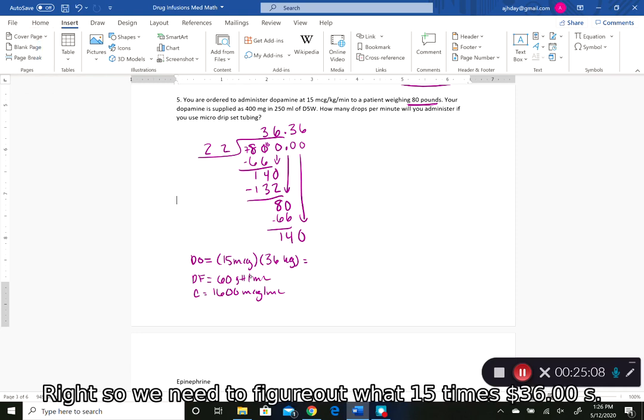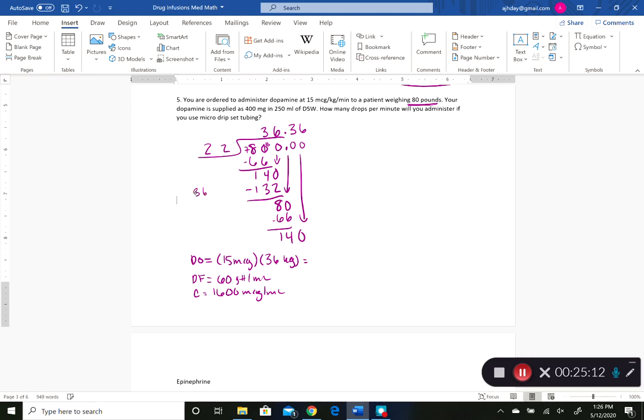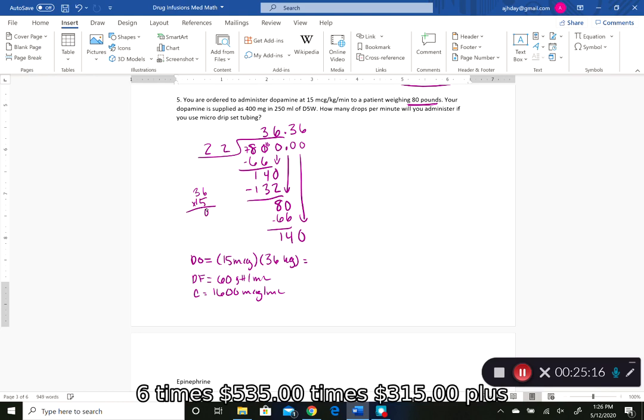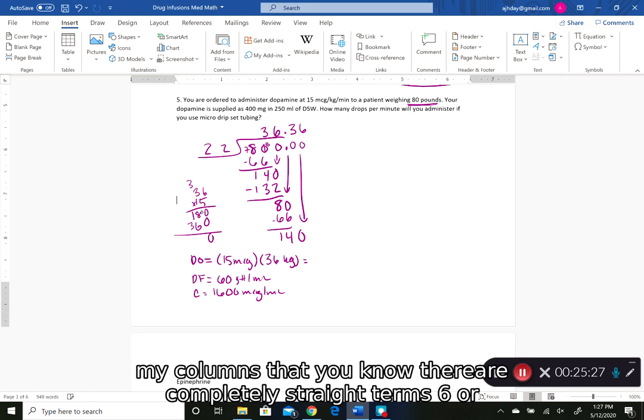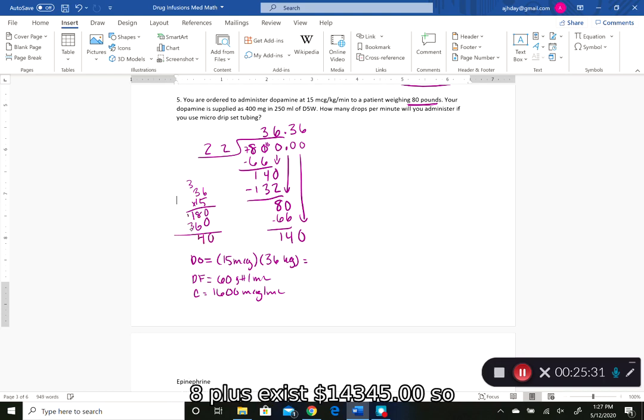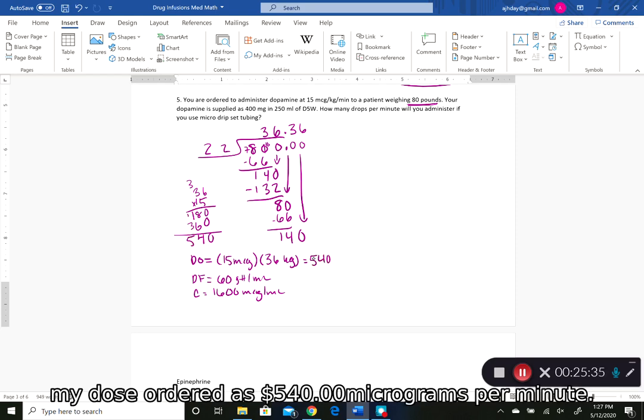All right, so we need to figure out what 15 times 36 is. 6 times 5 is 30. 5 times 3 is 15 plus 3, 18. 1 times 6 is 6. 1 times 3 is 3. So I have my columns, which, you know, they're not completely straight. 8 plus 6 is 14. 3, 4, 5. So my dose ordered is 540 micrograms per minute.